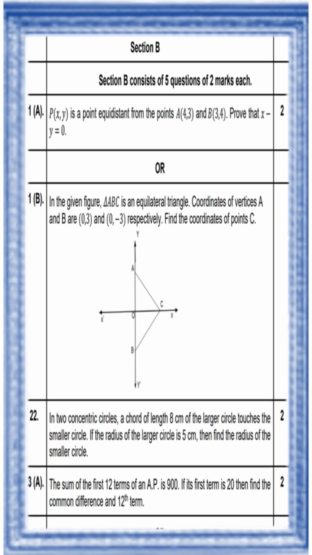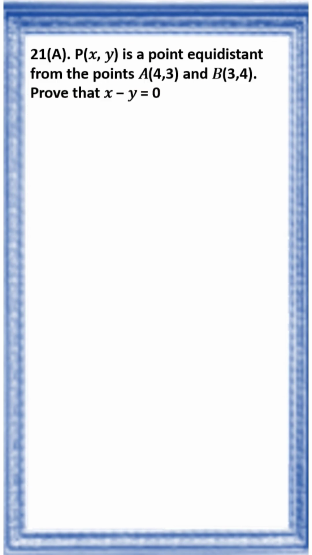Now let us solve the questions of section B, which consists of 5 questions of 2 marks each. 21st question has an internal choice. Now let us solve the 21st A. The question is, P(x, y) is a point equidistant from the points A(4, 3) and B(3, 4). So prove that x minus y is equal to 0.